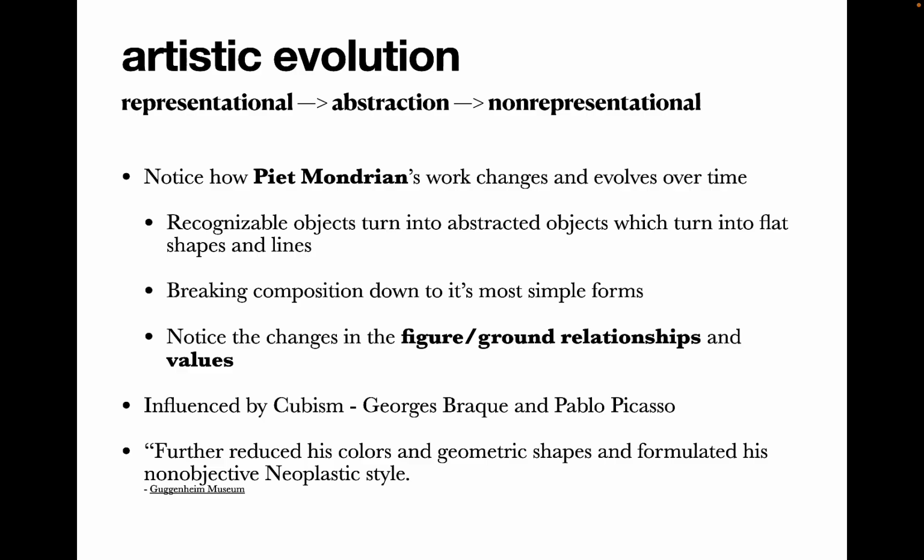Okay, I wanted to show you this evolution of Piet Mondrian's work from representational into abstraction and then into complete non-representational. So what we're doing is creating non-representational work from the collage, and I want you to see how other artists create work over time and how their work changes. Mondrian's recognizable objects that you'll see turn into abstracted objects which turn into completely flat shapes and lines. So what he's doing is breaking the composition down to its most simple forms.